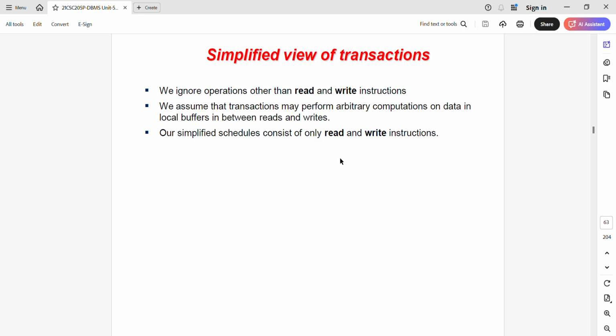Then the next one is a simplified view of transactions. We ignore operations other than read and write instructions.